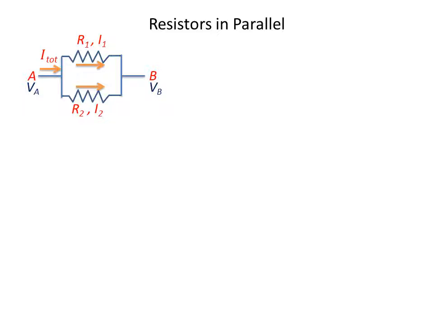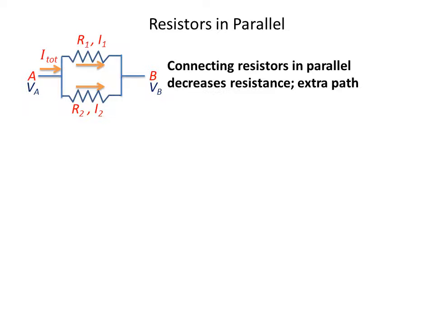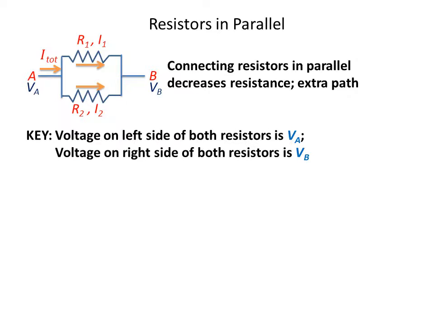Resistors in parallel have the resistors put so that there are two paths or more in the circuit. Connecting resistors in parallel decreases the resistance because there is an extra path. What is the equivalent resistance in this case? The key is that the voltage on the left side of both resistors is VA, and the voltage on the right side of both resistors is VB.